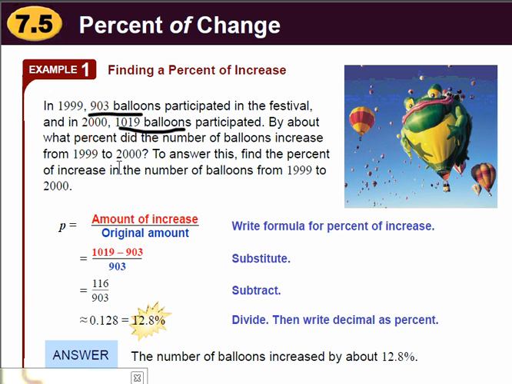Okay, so we know that original was 903. And we now have 1,019 balloons. We need to find the difference. So from 1,019, we subtract the original of 903, and we'll divide that by 903. So we do that, and we end up with 116 divided by 903. The approximation is 128 thousandths, which equals 12.8 as the percent. So the number of balloons increased by about 12.8%.